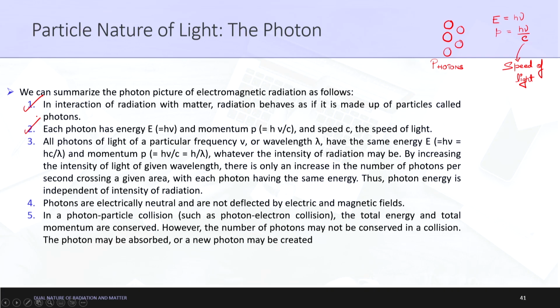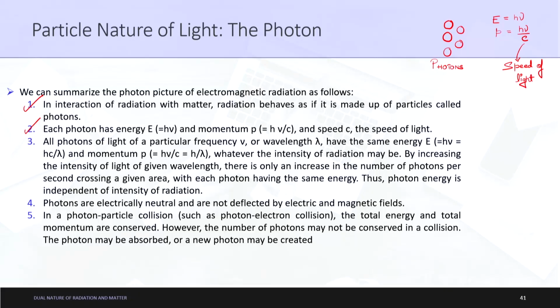Okay, next thing is all photons of light of a particular frequency nu or wavelength lambda have the same energy E, which is equal to h nu, or h c by lambda. So you can understand this directly; we are just changing nu into lambda. So nu is equal to c by lambda. All photons of light of a particular frequency nu or wavelength lambda have the same energy, quite evident, because this is just a summarization of the ideas which we are understanding for a photon.